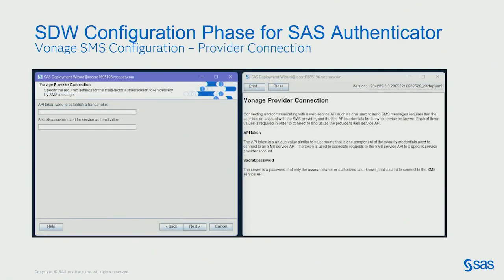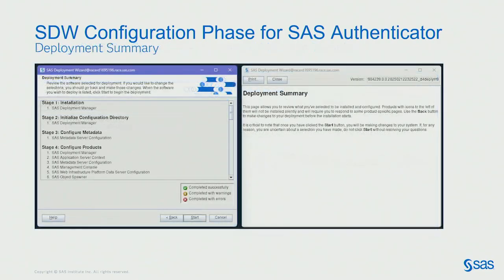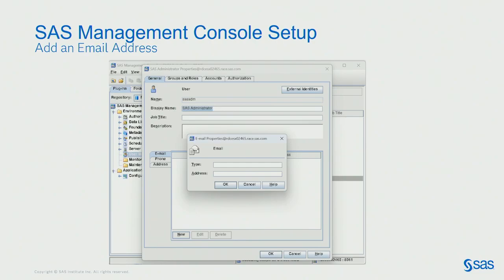The next screen is the API key and the secret. I mentioned you can get that when you sign up with a Phonage account. And what's your phone number to send that message? That's also registered when you register your account. And that's it. So you start your SDW. Once it's done, it's all configured.